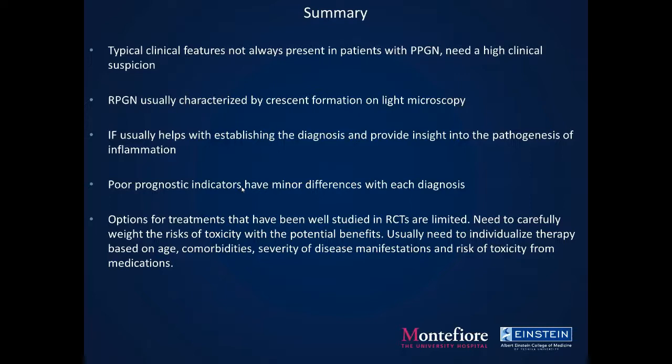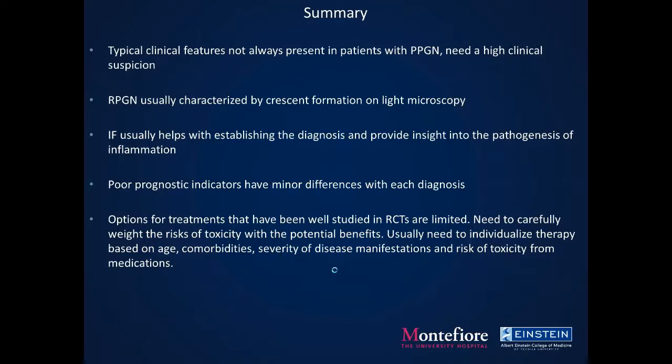Options for treatments that have been very well studied in randomized clinical trials are limited. So you really need to weigh the risk of toxicity because of these medications with the potential benefits. So in most cases like this, we usually end up individualizing the therapy. How old is the patient, how much CKD they already have, how bad the scarring and fibrosis is in the kidneys. And if there is very limited chance that this patient is going to recover, then you may want to just give them supportive treatment and not immunosuppressive treatment because of the severe toxicity associated with these diseases. So you have to individualize therapy based on age, the comorbidities, the severity of disease, and the risk of toxicity from the medications.